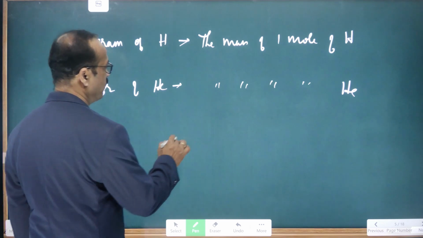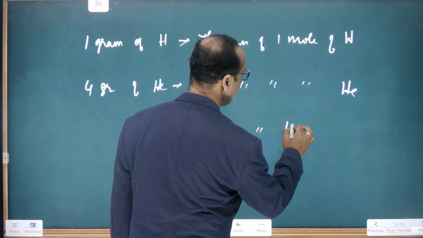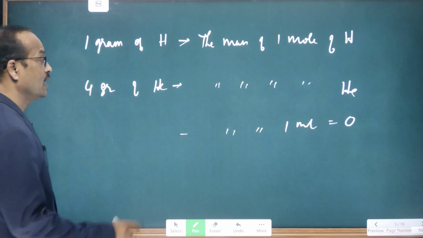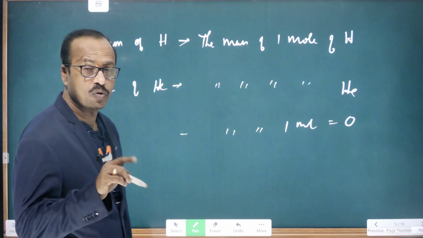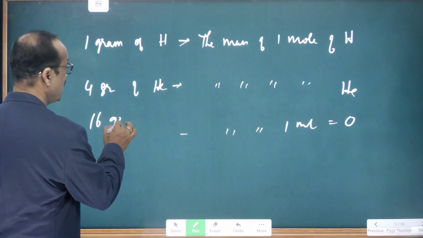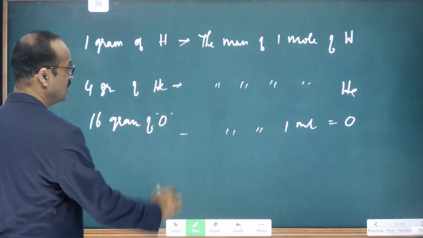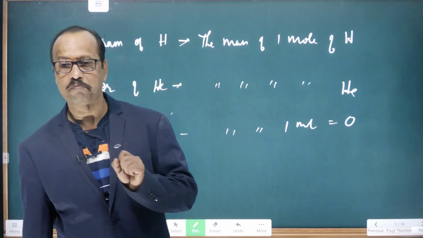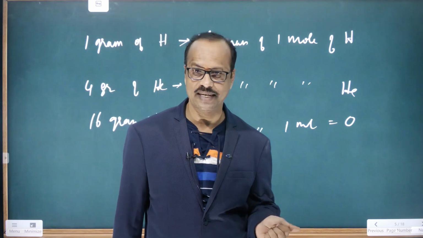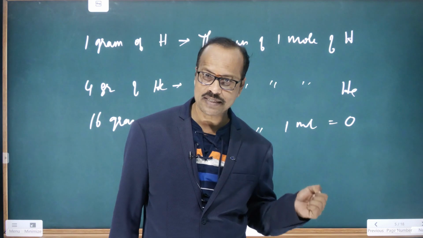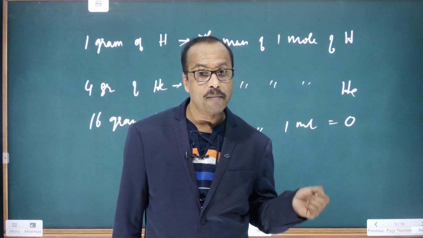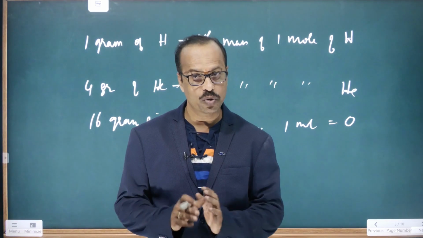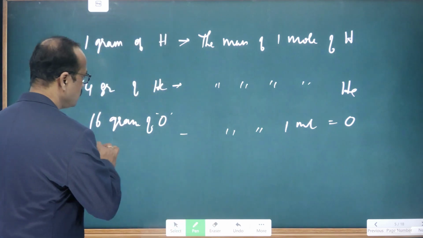Similarly, if I ask the mass of 1 mole of oxygen, then what do you say? The mass of 1 mole of oxygen is 16 grams. Why 16 grams? Because the mass number of oxygen is 16. Did you understand now? So, the mass number, if we express in grams, is the mass of 1 mole of that particular element. Is this clear to you? Okay, so that is about the atomic mass.